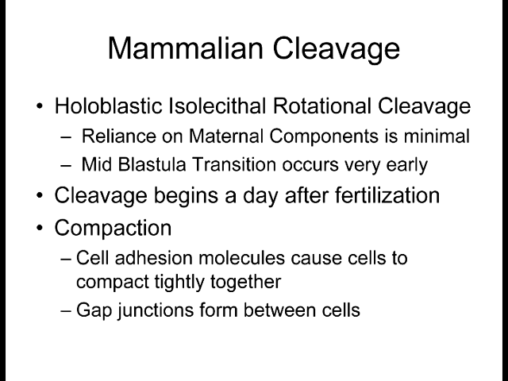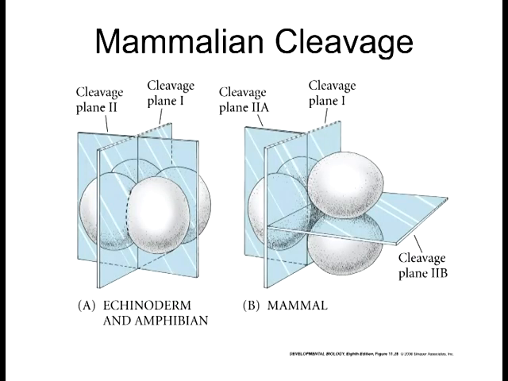Mammalian cleavage. Holoblastic, isolecithal. Iso means the same. So all of the blastomeres that are going to come from the cleavage processes are going to be the same size. There really is no animal and vegetal pole. There's no differences in the yolk. There's no yolk, really. Now, it's rotational because it doesn't divide the same way each time. In fact, it changes the plane in which cleavage occurs.